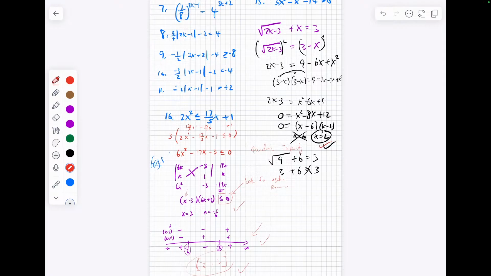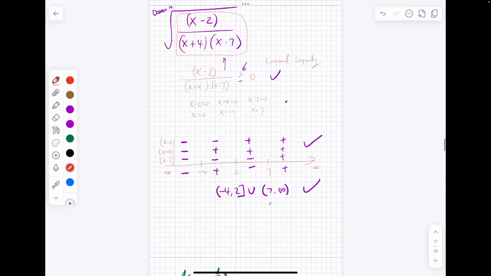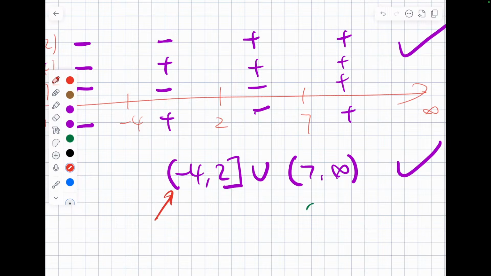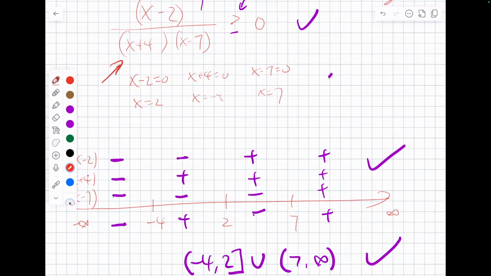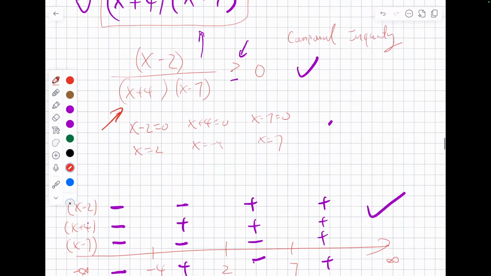Is there a difference between a parenthesis and a bracket? Yes, they are different. A parenthesis means you don't include that value. So the parenthesis means you don't include -4, because if you plug in -4, it's going to make the bottom undefined. So you don't include that. But you can include 2 because 2 is on the top. 2 minus 2 is going to give you a 0. It does not give you undefined.